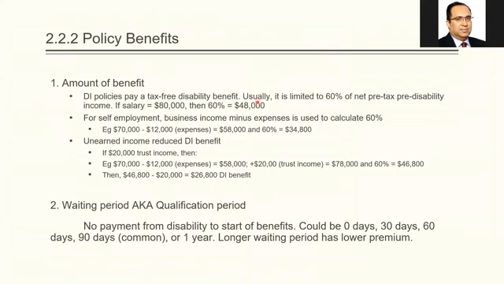The waiting period is also known as the qualification period. So you have to decide with the client how much time they want to wait before the benefits start. That is the waiting period, when there are no payments from the disability. It could be 0 days, so then payments start right away, or 30 days, or 60 days. 90 days is more common, or 1 year. So this is the waiting period. If you want to lower the premium, the longer the waiting period you put, the lower the premium for the client.